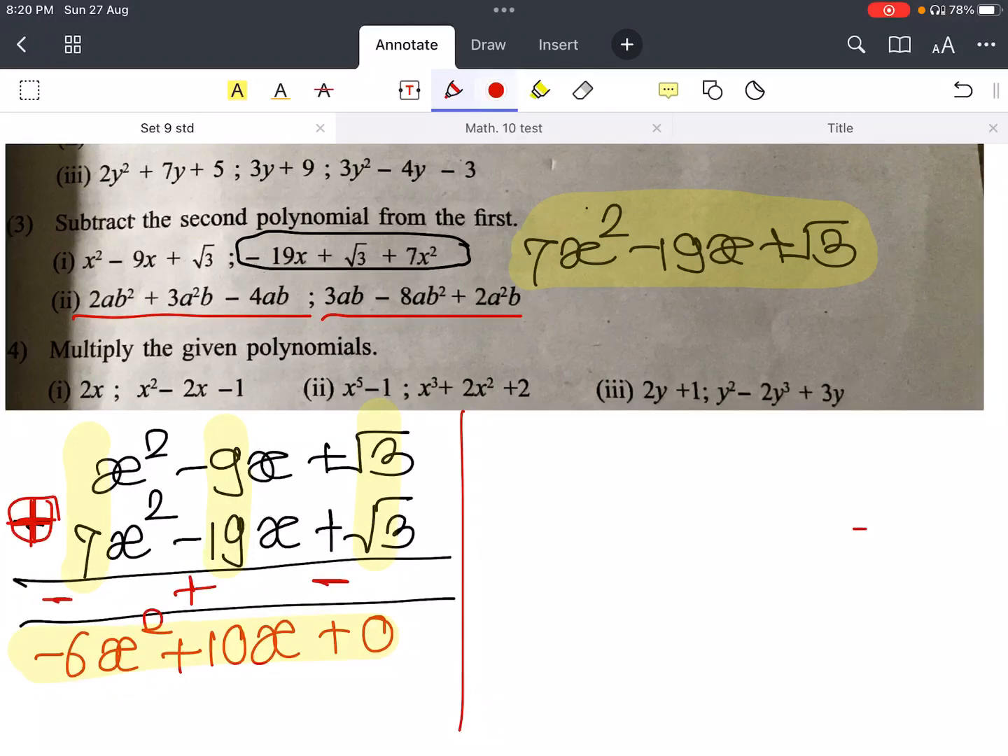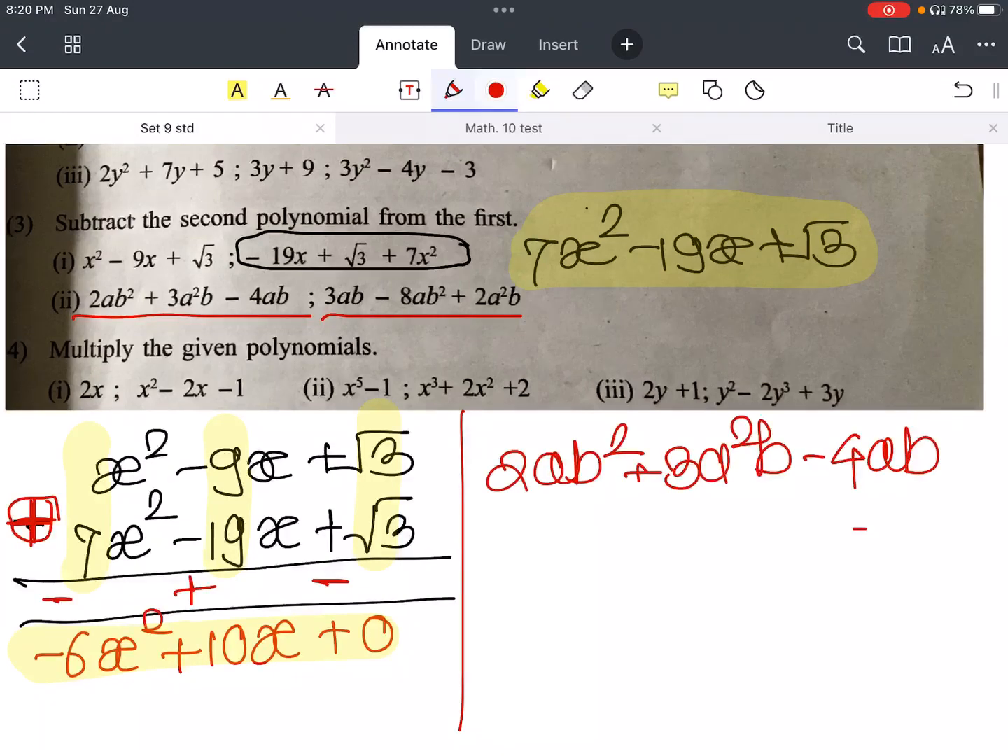So this is not in a standard form. For your convenience you convert it into the ab square, a square b, or ab format. Otherwise, if you want to solve it like this, just solve it like this. So subtract the second one from the first. 2ab square plus 3a square b minus of 4ab. So this is the first expression. Now we are subtracting the second expression.